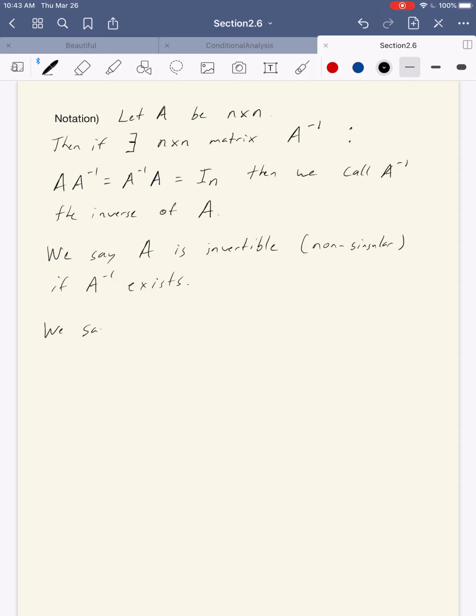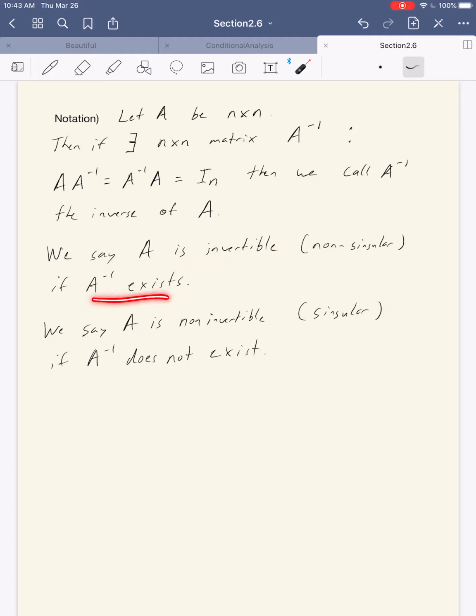We say A is non-invertible, or older books would say singular, if A inverse does not exist. And we will see that it is possible that some matrices are invertible. In other words, they have an inverse, and other matrices out there are non-invertible, and that means their inverse does not exist. And keep in mind, all of this only applies to square matrices, right? There's some extensions of inverses to non-square matrices, but it's not really something we're covering. So all of this discussion is just about square matrices here.